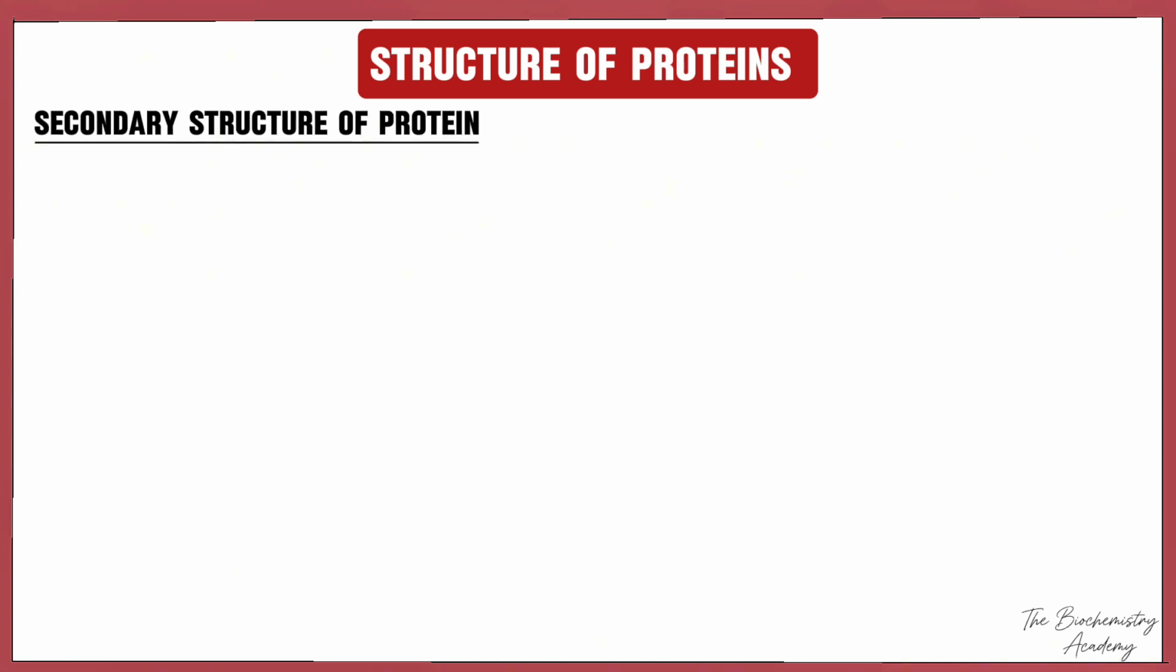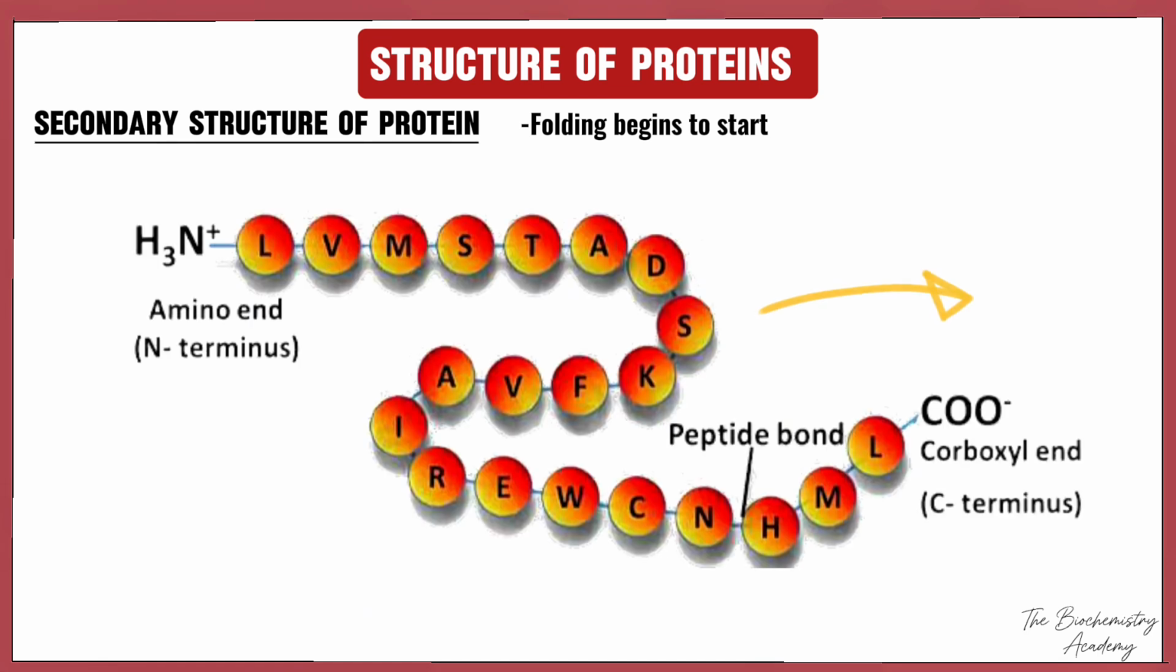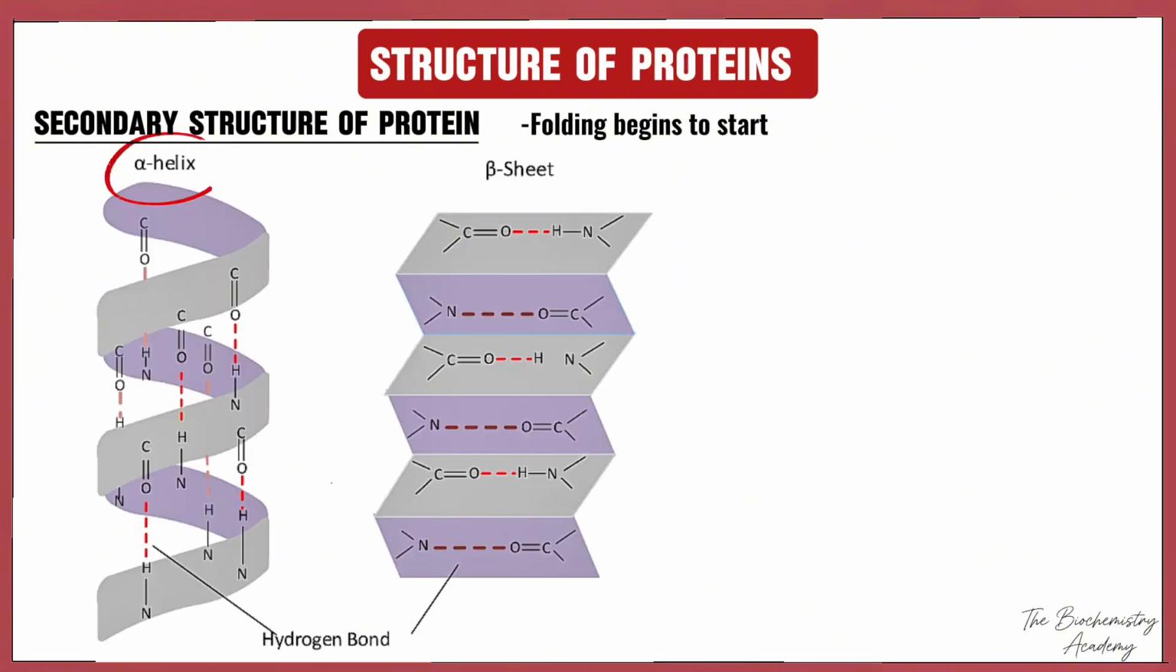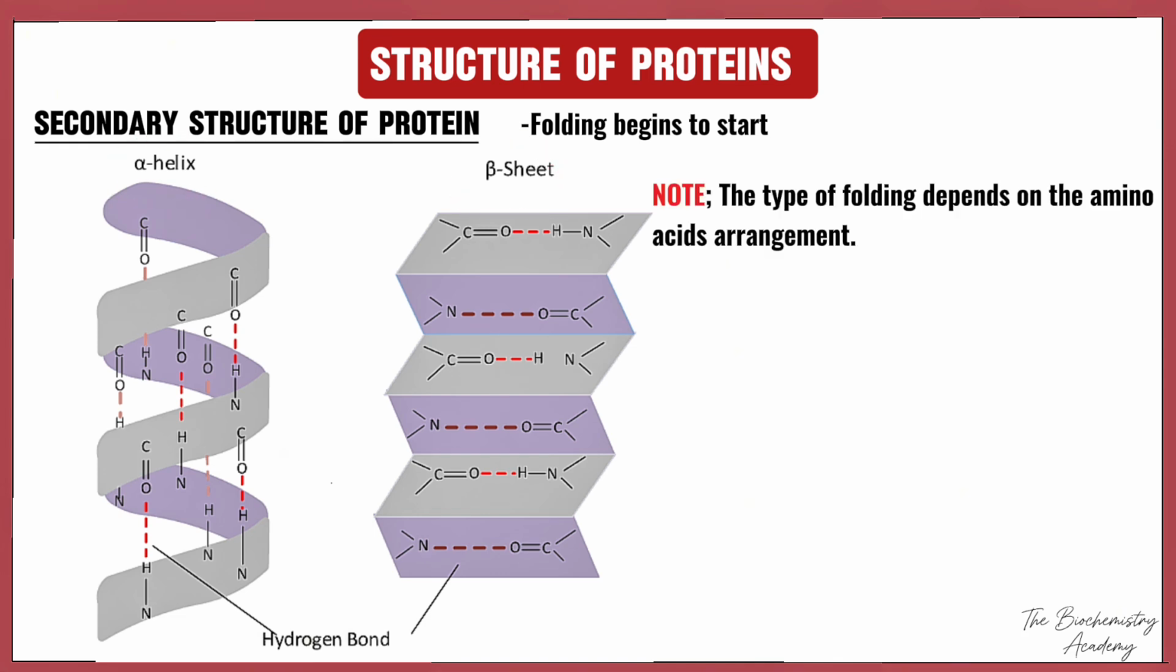In the secondary structure of protein is where folding begins to start. Now, the sequence of amino acids mentioned in the primary structure can fold in different ways. The most common ways are the α-helix and the beta-pleated sheet. Note that the type of folding depends on the amino acid arrangement.